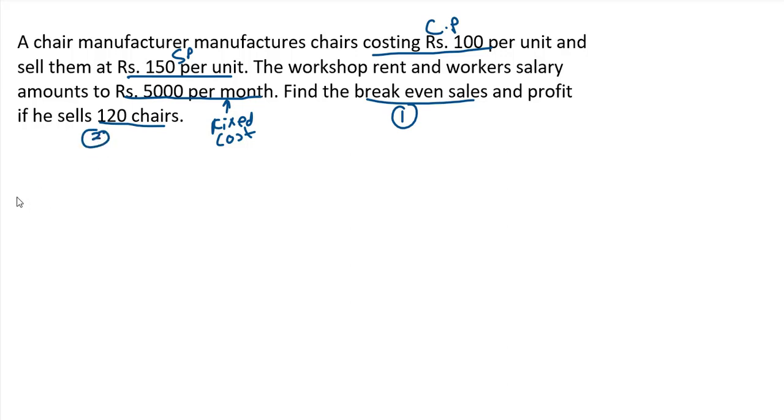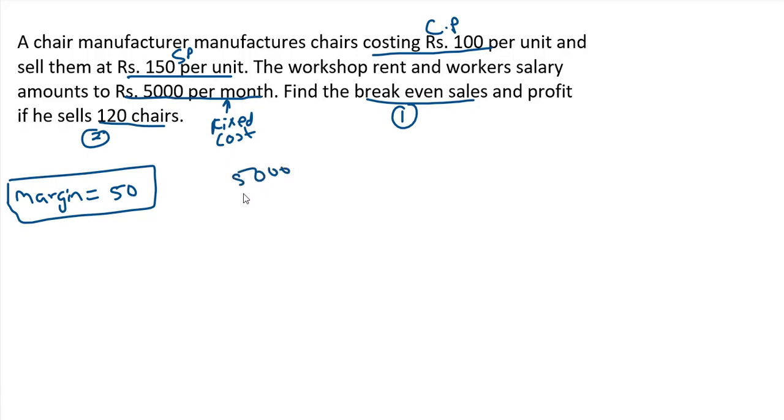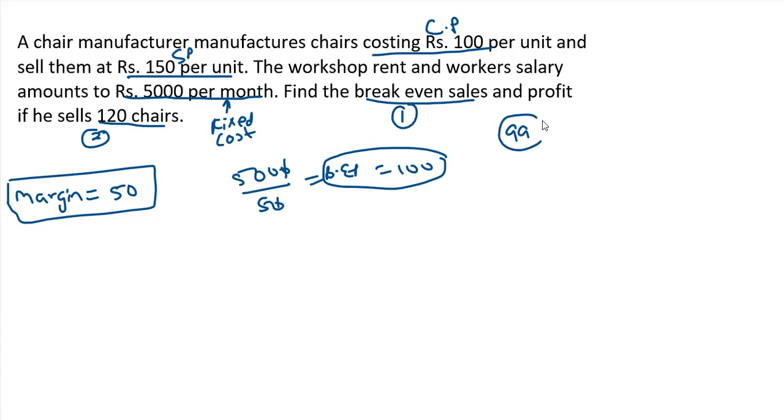Okay, so let us first calculate the margin. Margin, as we know, is the difference between your selling price and the cost price. In this case it will be 150 minus 100, which will be 50 rupees. So this is your margin, and if you divide your total fixed cost by margin, which will be 5000 upon 50, you will get your break-even point. 5000 divided by 50 will give you 100. So that means after selling 100 chairs, you have made neither profit nor loss. Had you sold only 99 chairs, you would be under losses. Had you sold 101 chairs, you would be making some profit.